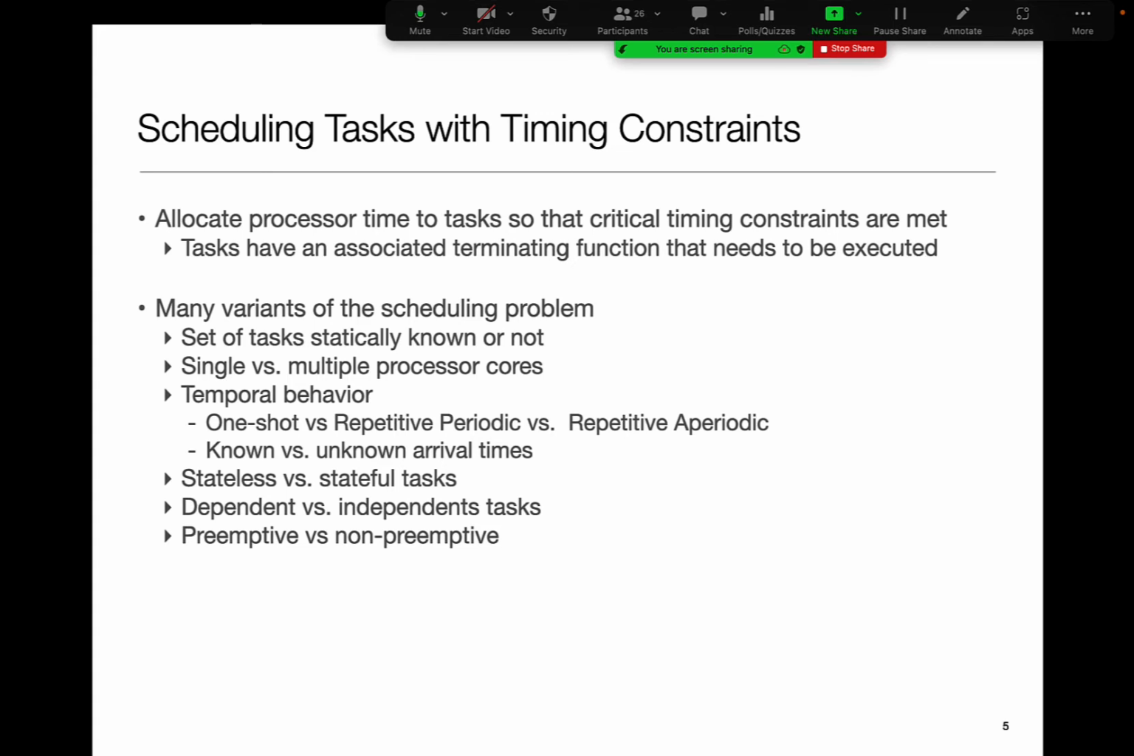Then another one is, am I dealing with a single processor, or a collection of processors which are networked or sharing memory? And as you might imagine, the former version is obviously a lot easier.